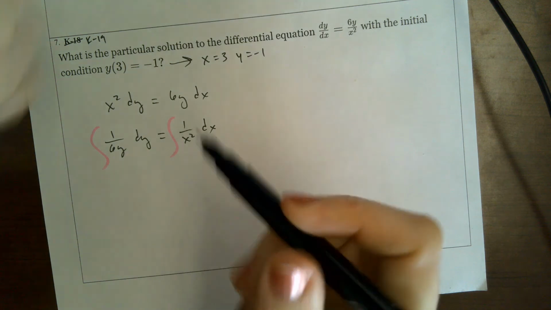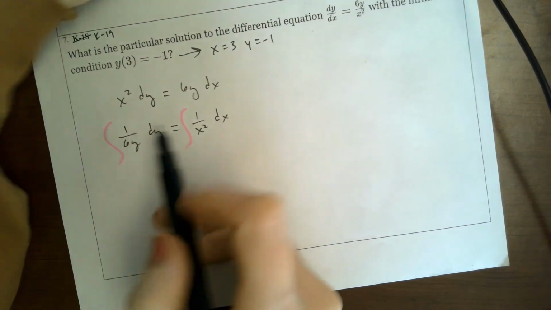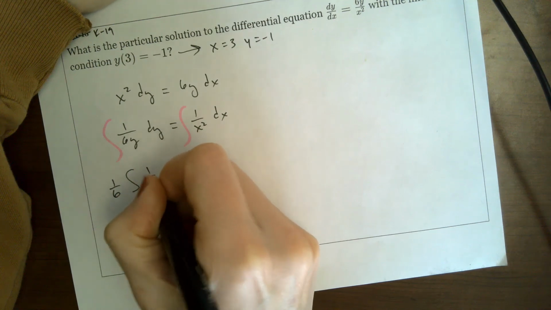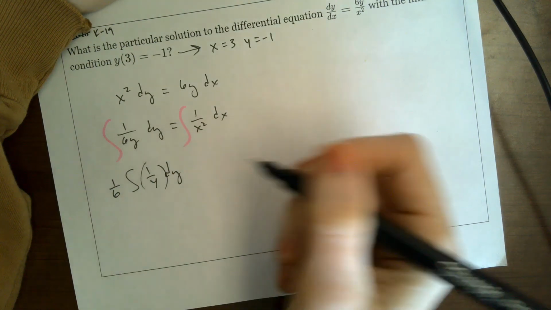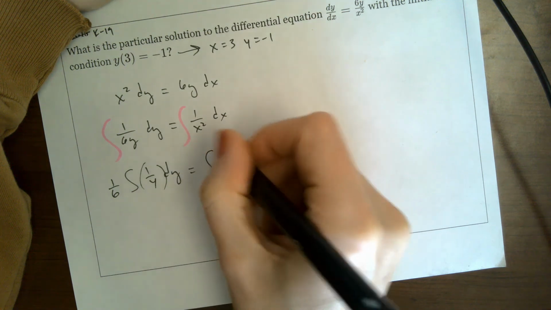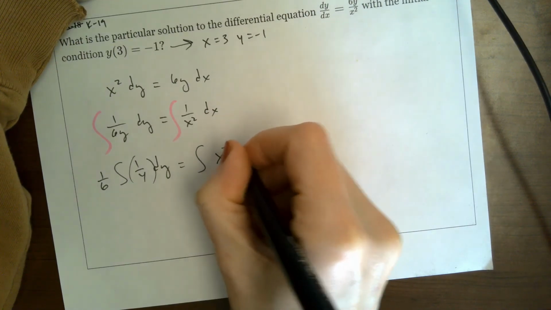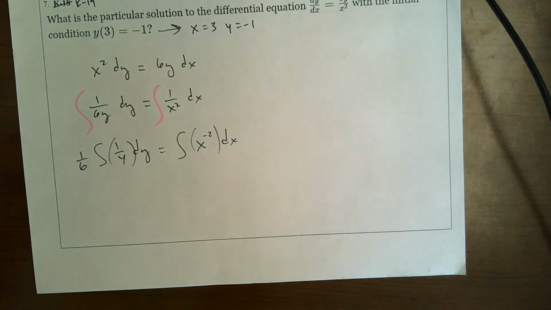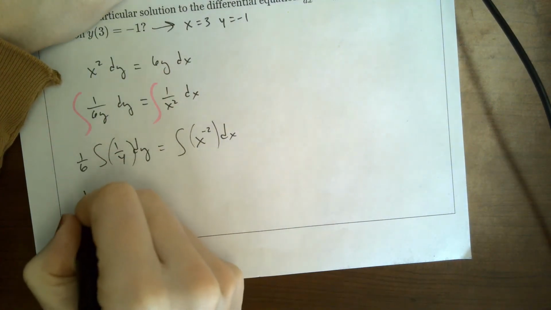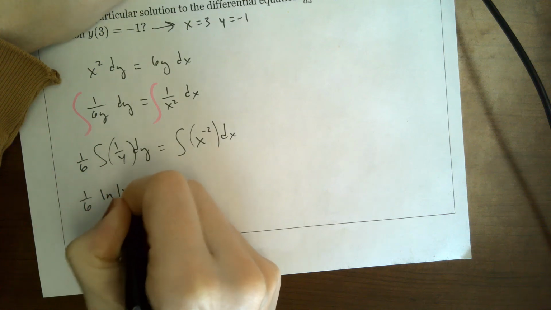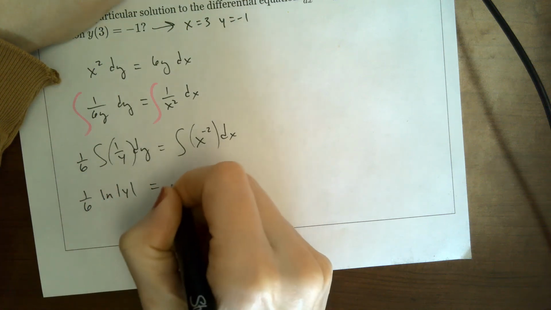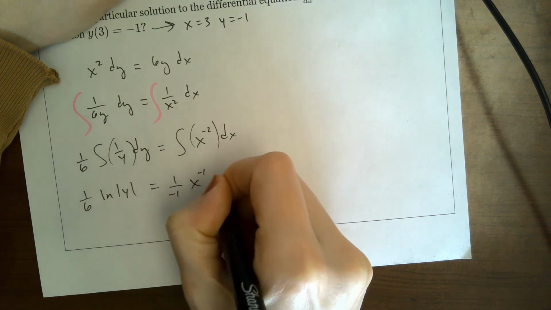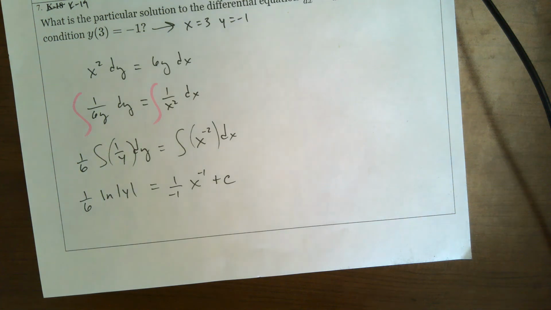Okay, and when I do that in the next line, I'm actually going to simplify these integrals just a little bit or rewrite them. I'm going to pull the 1/6 out front. And then I'm going to change 1 over x squared to x to the -2 so that I can actually take the antiderivative. So this is 1 over 6 natural log absolute value of y is 1 over -1, x to the -1 plus c.